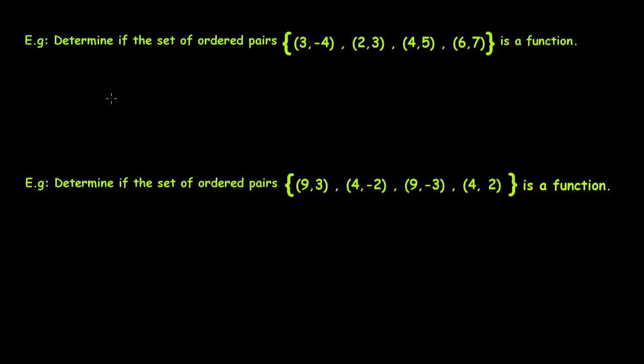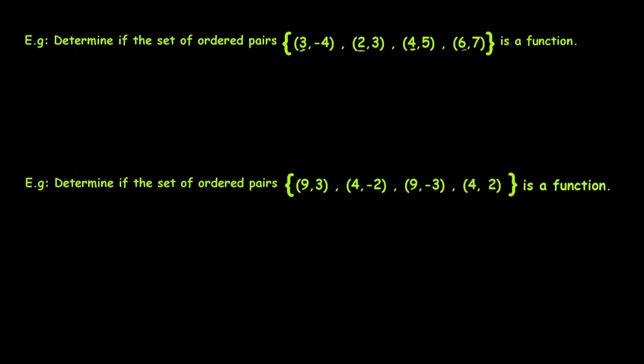Alright, so the next example says we should determine if the set of ordered pairs is a function. So we have 3 comma minus 4, 2 comma 3, 4 comma 5, and lastly 6 comma 7. Now in mathematics, the most important thing you should hold very well when you start a topic is its definition. So now our definition says that a function is a set of ordered pairs in which no two different ordered pairs have the same x coordinates, and by x coordinates I mean this guy here, this guy here, this guy here, and lastly this guy.